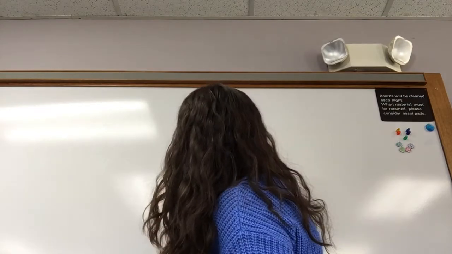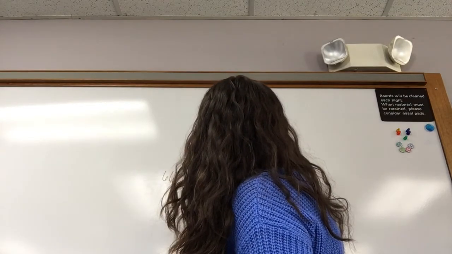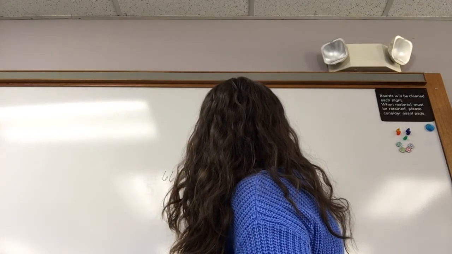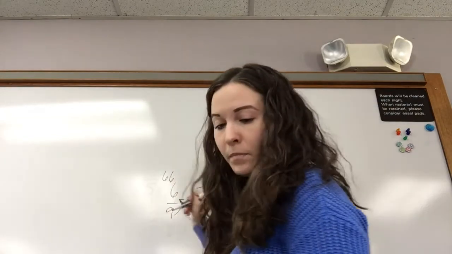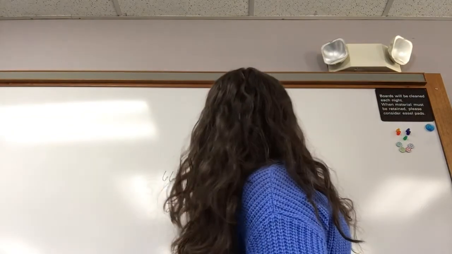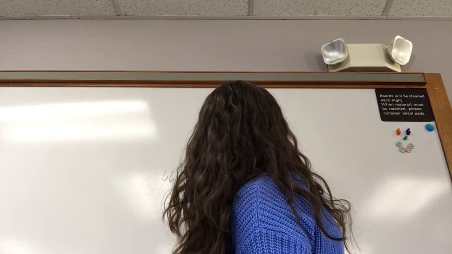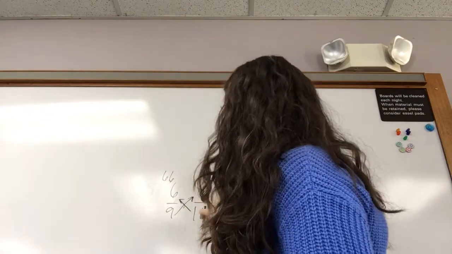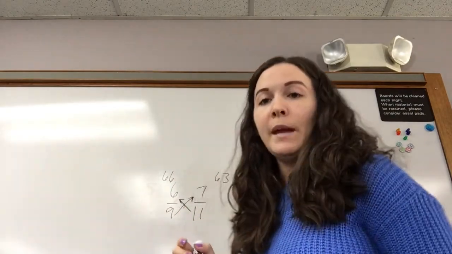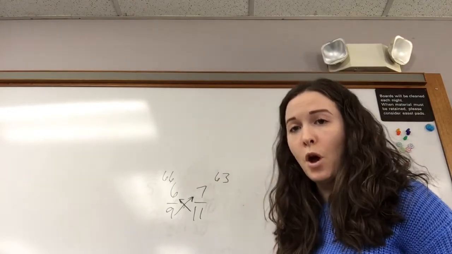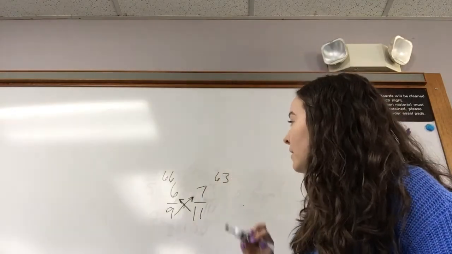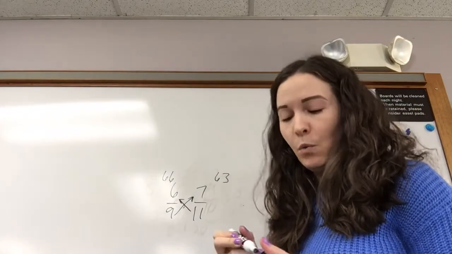11 times 6 is 66. 9 times 7 is, oh no, I'm blanking. 9 times 7 is 63. So our answer to whether or not these form a proportion is no. 66 and 63 are not equal.